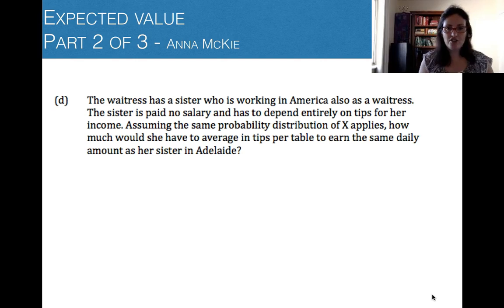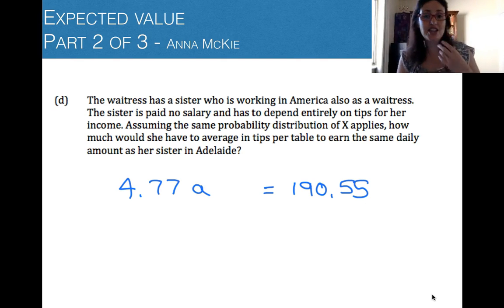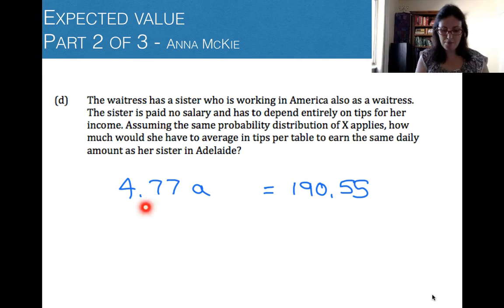Okay, so her sister in America, assuming the same probability distribution applies, so she doesn't get that base 150. So if she serves the same expected number of tables, so that 4.77, and that she's going to earn the same amount per day, we have to work out how much in tips she'll need to earn per table so that she gets the same wage.